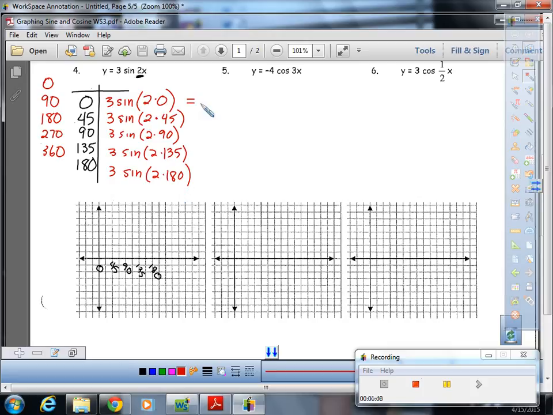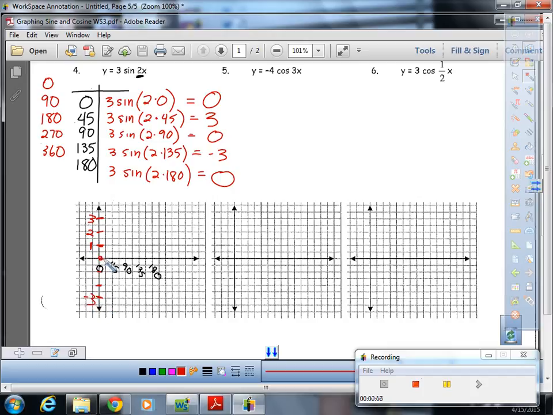For this one, sine of 0 is 0, and so you're going to get 0. For this one, you're going to get 3 times the sine of 90, which is 1. 0 for this one, you'll get negative 3 for that one, and 0 for that one. So now we'd have to assign values here. 1, 2, 3. Here's negative 3 down there.